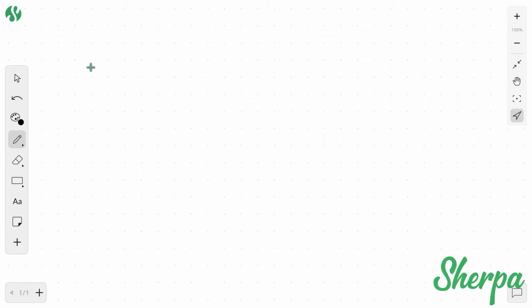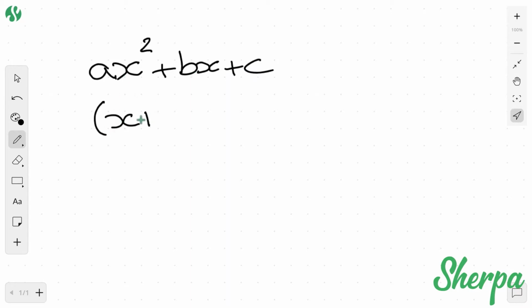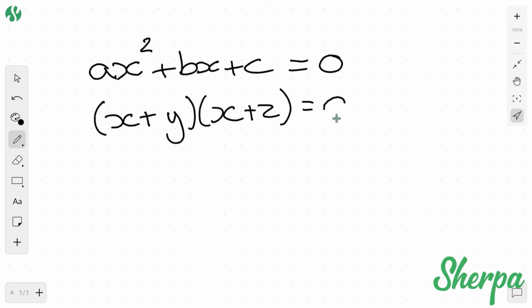So, what is factorizing? It's when we take a quadratic like this, ax squared plus bx plus c, and we find its roots, which look like this. So we have x plus any number, and then x plus another number. It's important to note that these have to equal 0.